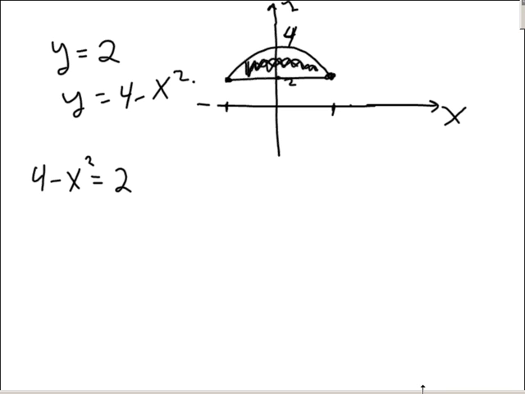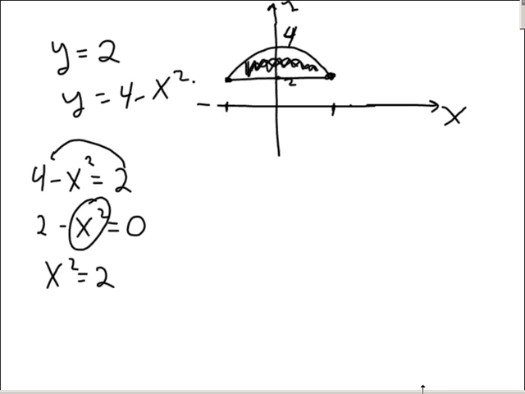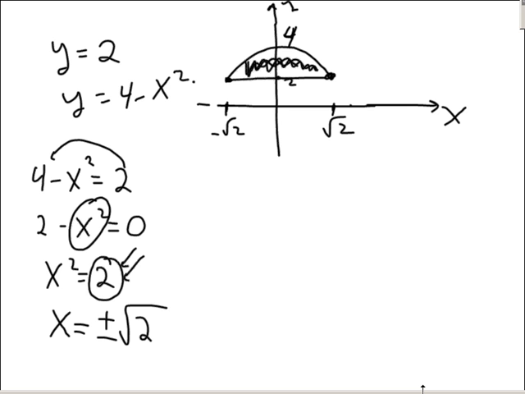Okay, so if I take away 2 from both sides, I get 2 minus x squared is 0. If I bring this 2 to the other side, that means x squared must be 2. What do you square to get 2? What do you square to get that number? The answer is always the same format: it's plus or minus the square root of that number. So right here is negative the square root of 2, and right there is plus the square root of 2.